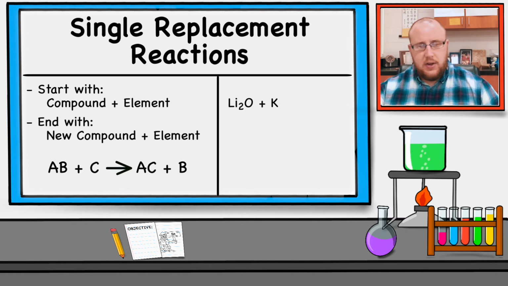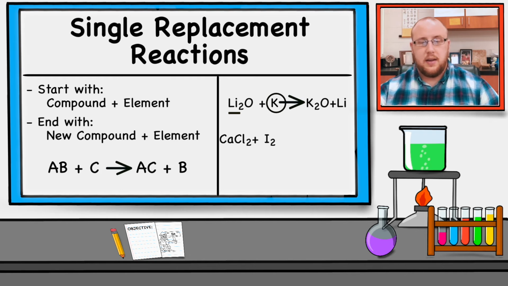Well, I'm just given this, and I have to figure out what it is going to yield. I would first look at my individual element and realize that potassium, K, is a metal. So it's going to replace the metal portion of the reaction. This would give me a new product of K2O plus lithium. So I replaced my lithium with my potassium, and that made a new compound with the oxygen, and then my lithium's by itself.